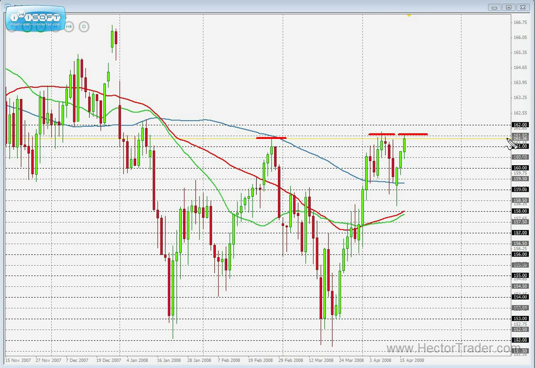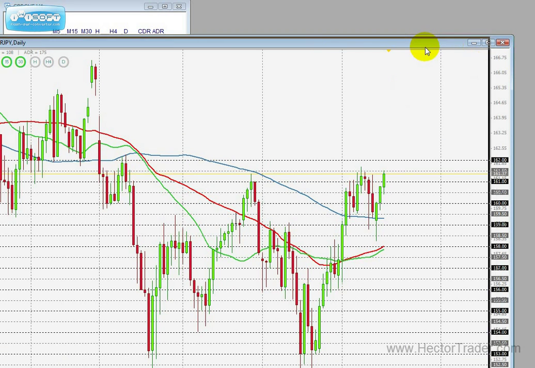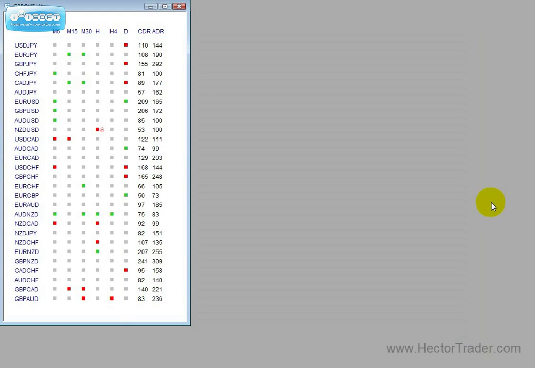At least until the 161.50 level gives way to the upside, perhaps here, somewhere around there. It may be alright to search for long opportunities. At this point of the chart, I'm not particularly interested in the euro against the Japanese yen, so I'm not gonna take any note today on the euro against the Japanese yen.